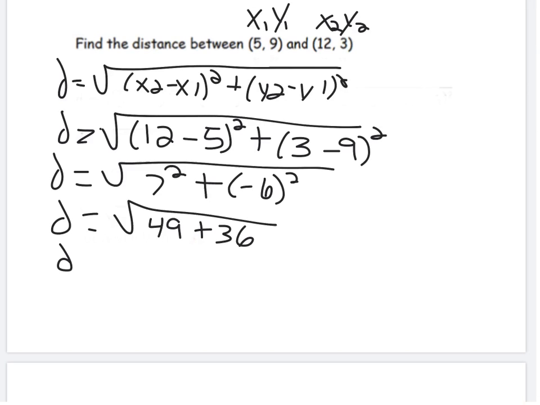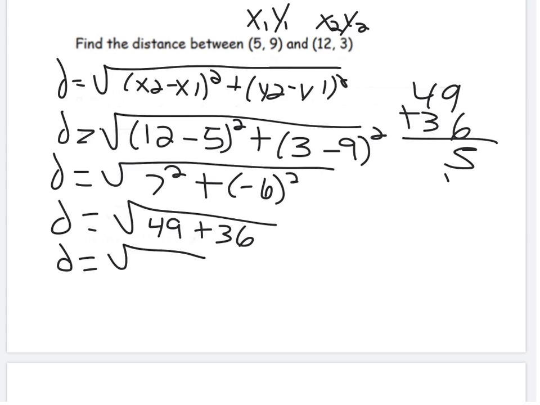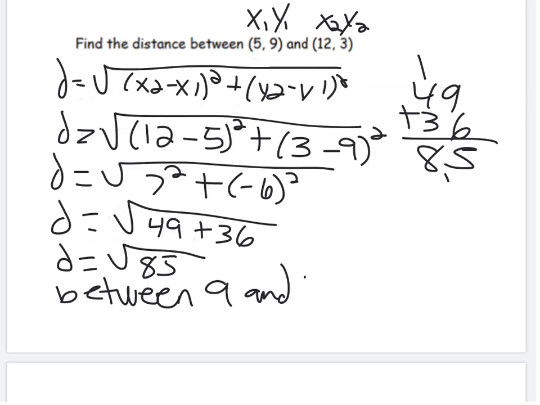Then I can add them together. So I have 49 plus 36. If I'm adding 9 and 6, I get 15. Carry the 1. 4 and 3 is 7 plus 1 is 8. So I have the square root of 85. That is not a perfect square. So then that's where you have to tell me the distance is the square root of 85, but it's between 9 and 10, but it's closer to 9.